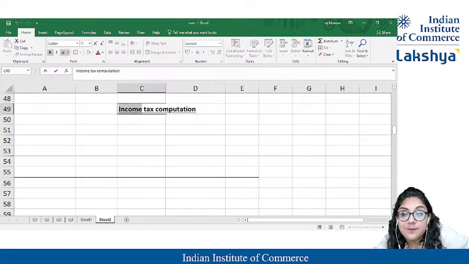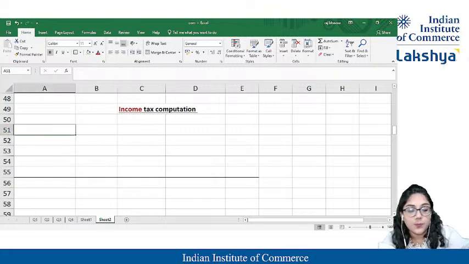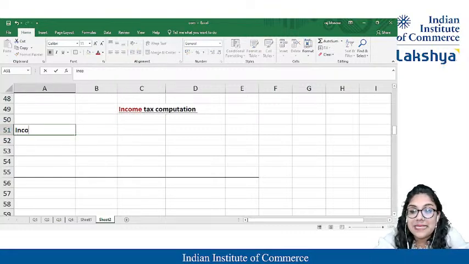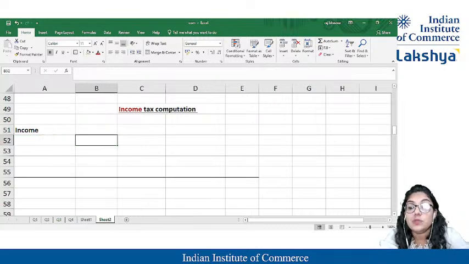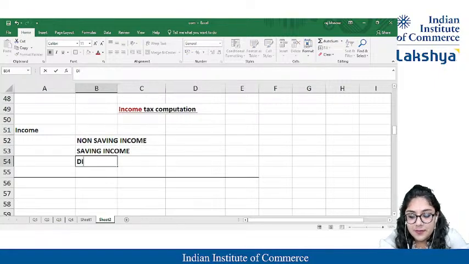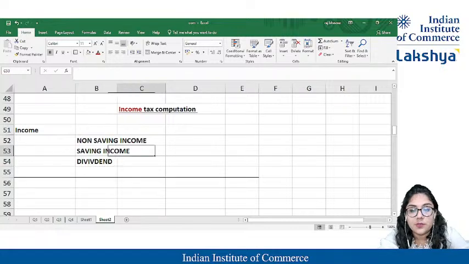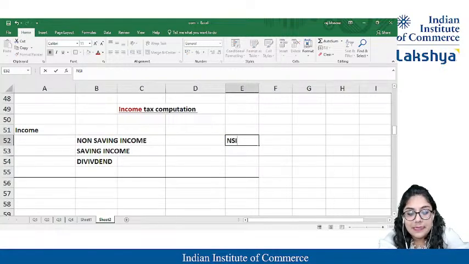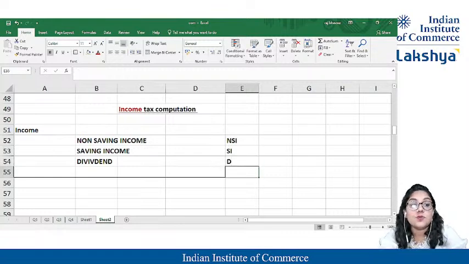Income. So what is income? Basically, my income is bifurcated into 3 parts. So what are they? Non-saving income, then saving income. So you will be telling, ma'am, what is this? And dividend. Have you ever heard about this word? NSI, SI and D. So these are the 3 parts in which I am going to bifurcate my income.